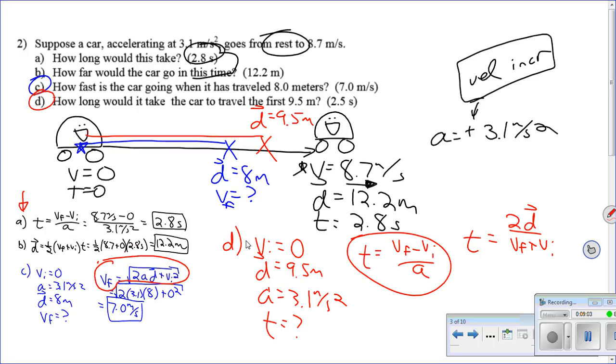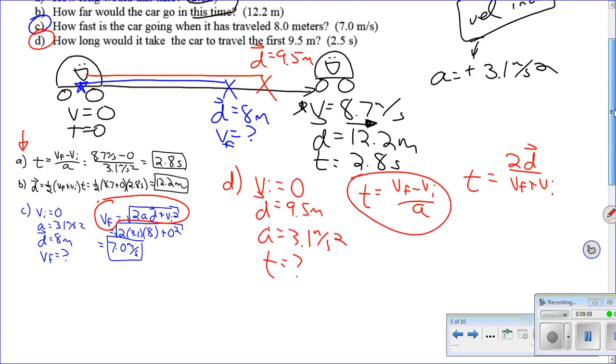All right, so if you do that, I'm a little bit out of room here. Oh, well, duh. Look at all the room I have.